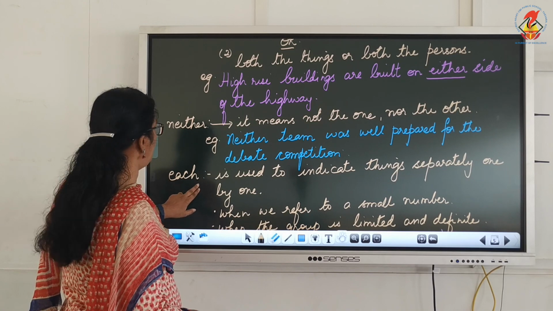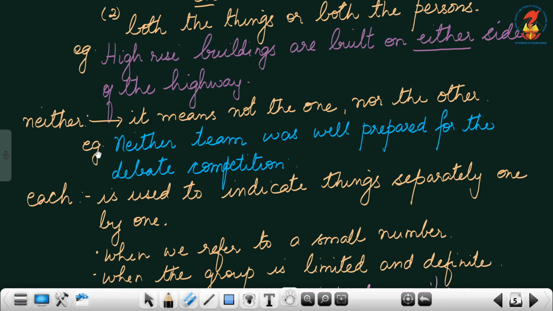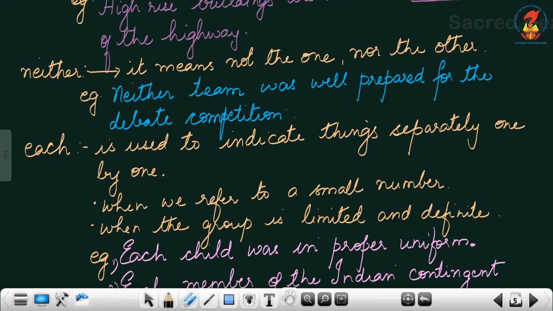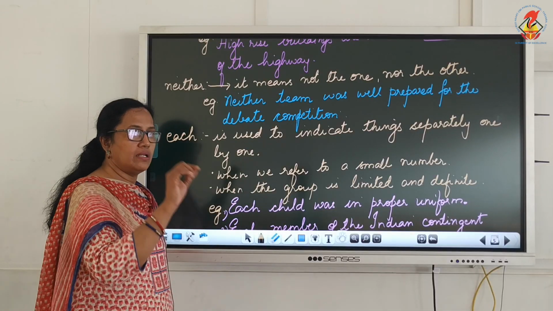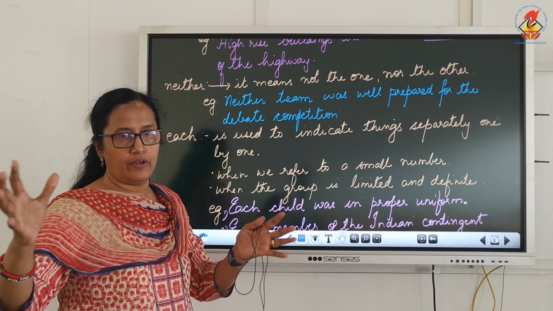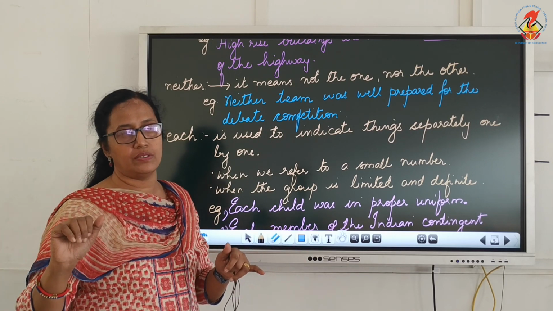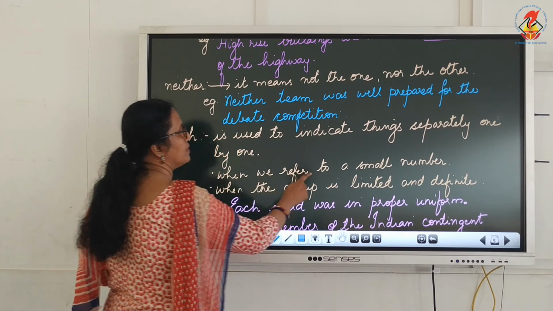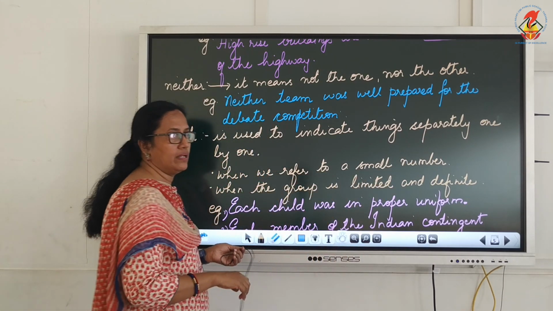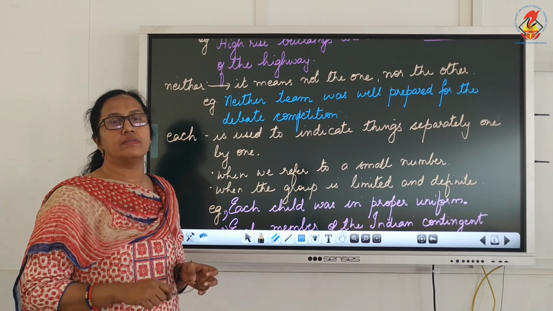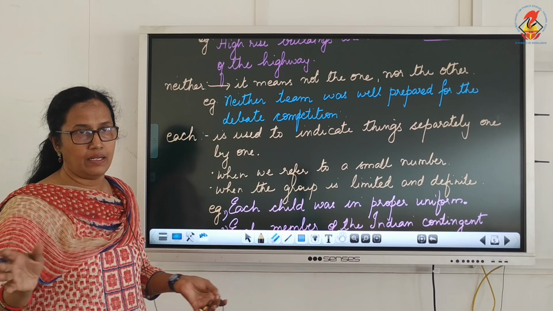Then when are you going to be using each? Each is used to indicate things separately, one by one, as the word suggests. It refers to each and every person who belongs to that group, or if we are talking about a classroom scenario, to each and every child of this classroom. So when we refer to a small number, we are not talking about each and every living organism in this universe. No, that is an unlimited number.